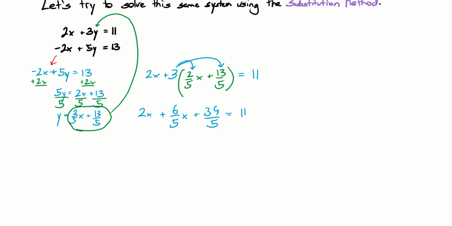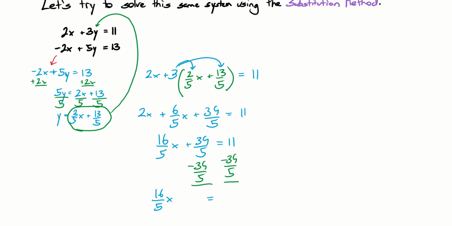I've got to combine like terms. 2x plus 6/5 x. I'm going to do my math here. I get 16/5 x, and I still have the 39/5. That's still equal to 11. I have to isolate x, so I'm just going to go right ahead and subtract 39/5 from both sides. A lot of fractions involved in doing this, especially using this method, as we saw.